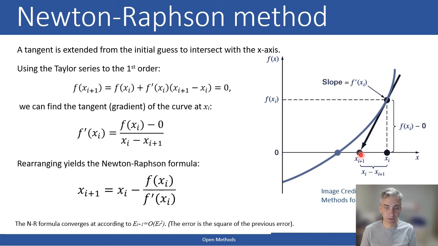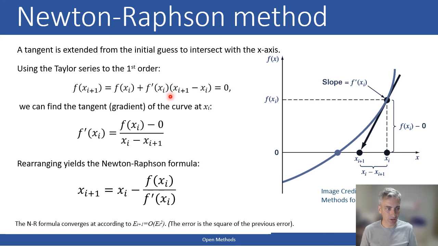And then we do the same thing. We put this new x value back into the equation, we evaluate the gradient, and we use that to project downwards along the gradient until we hit the x-axis again. And then in just a few iterations, we'll be very close to the root of the equation. So as I said, it uses a first-order Taylor expansion. And if we rearrange this Taylor expansion for the x i plus 1, we can have this iterative approach to evaluating the guesses and refining the guesses.